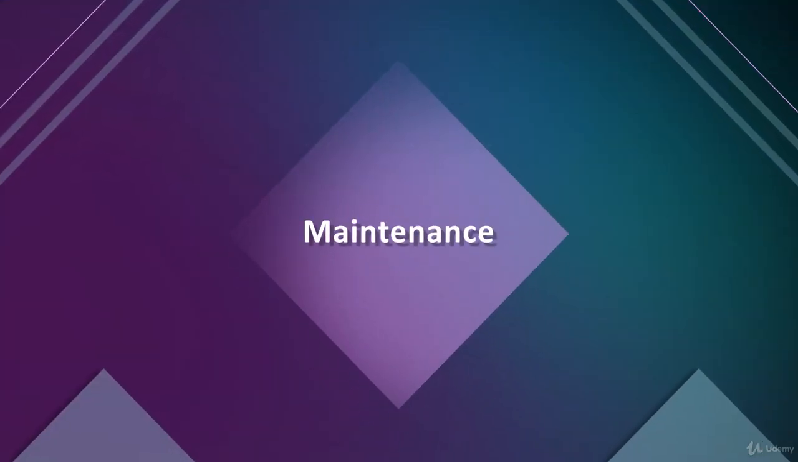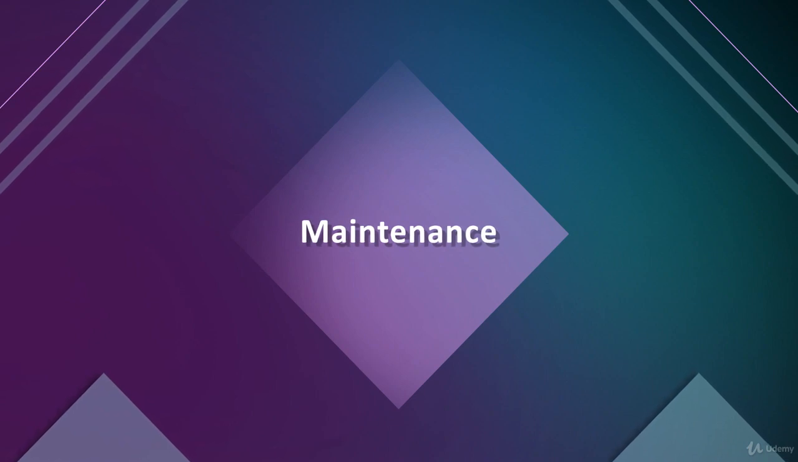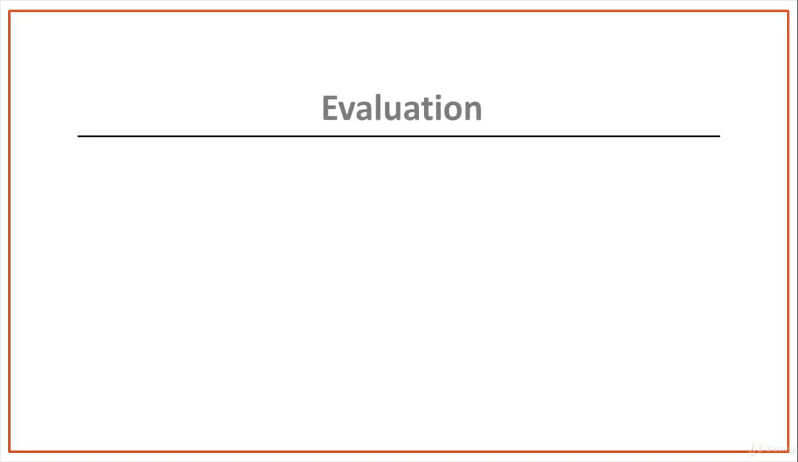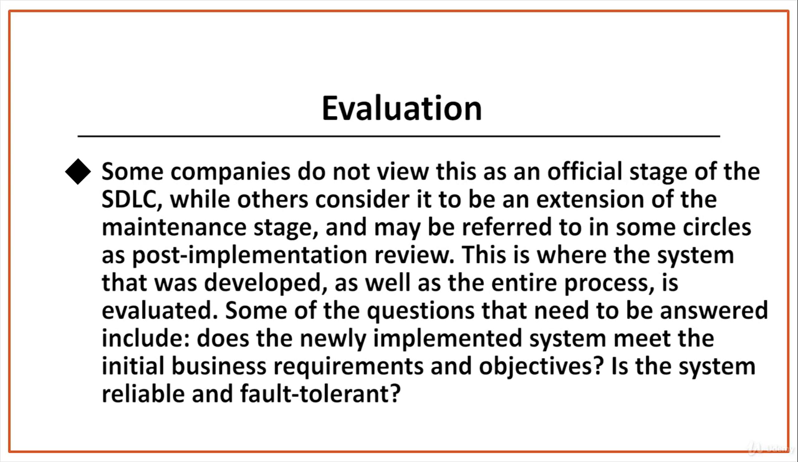Maintenance. During the maintenance stage of the SDLC, the system is assessed to ensure it does not become obsolete. This is also where changes are made to initial software. It involves continuous evaluation of the system in terms of its performance. Evaluation. Some companies do not view this as an official stage of the SDLC, while others consider it to be an extension of the maintenance stage, and may be referred to in some circles as post-implementation review.